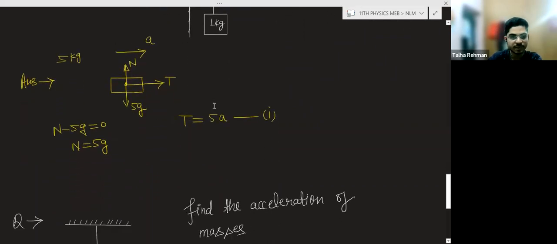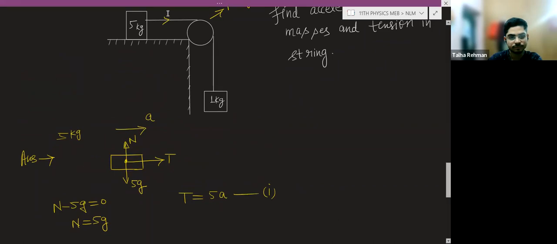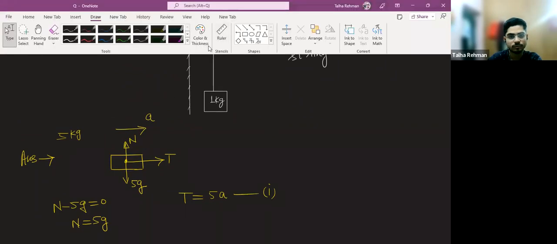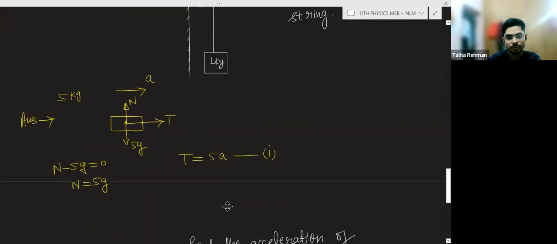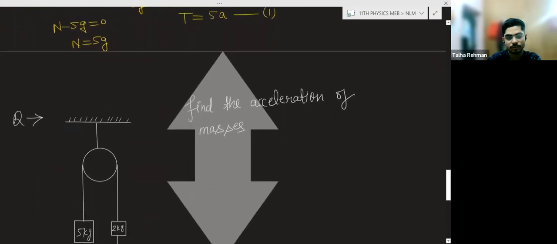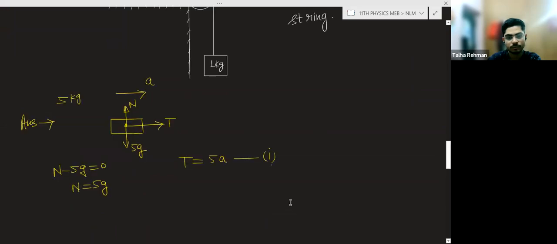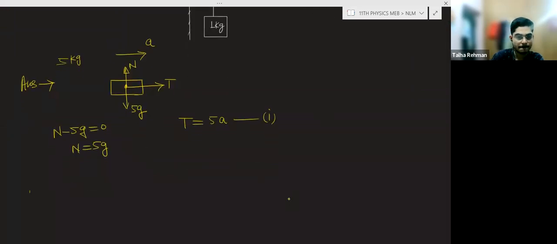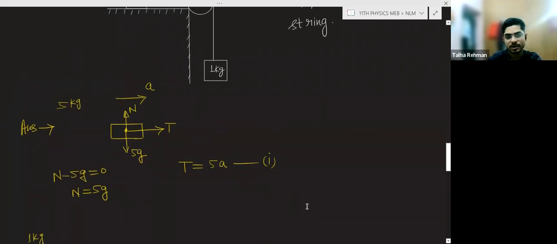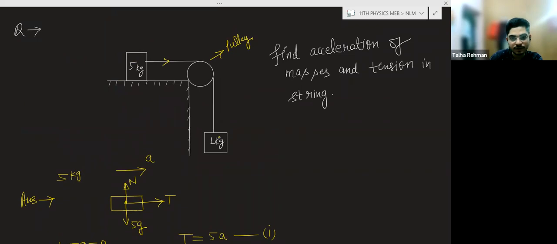Now for this 1 kg mass. On 1 kg mass, there will be one gravitational force, that is weight of this mass, that is mass into g. Mass is 1 and this is g. There will be one tension force.